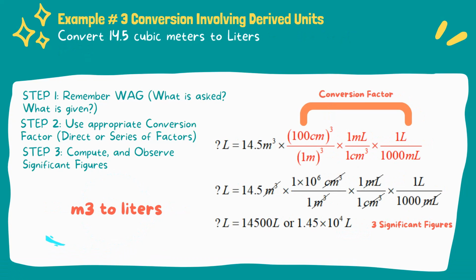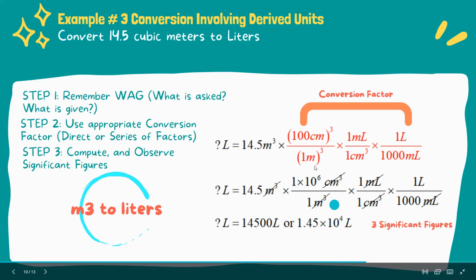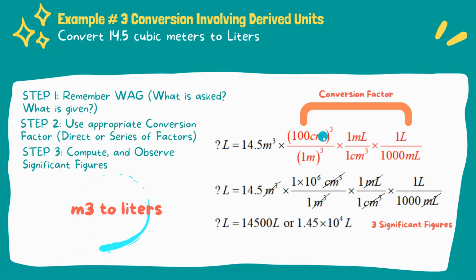Now for example number 3, conversion involving derived units, convert 14.5 cubic meters to liters. Step 1, the direction of the problem is cubic meters to liters. Step 2, use appropriate conversion factors, which is in this case, yung gagamitin natin is a series of factors. So from cubic meters, i-convert natin siya into cubic centimeters, to milliliters, and to liters.